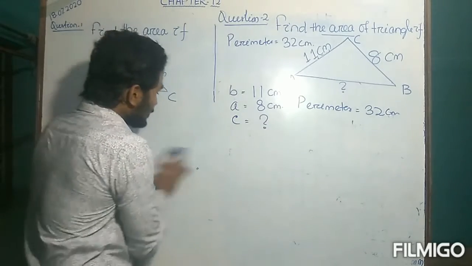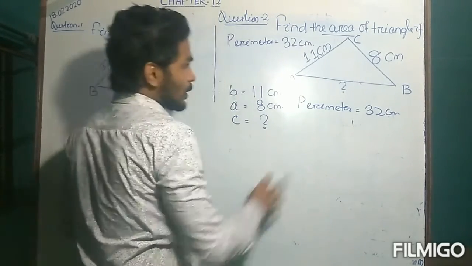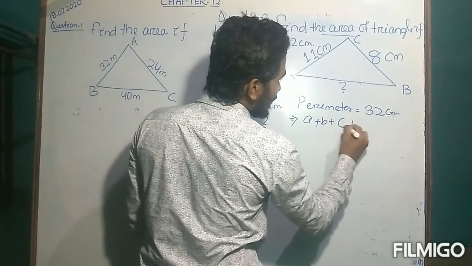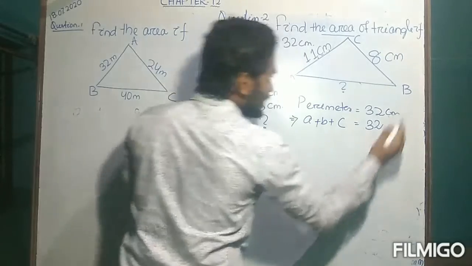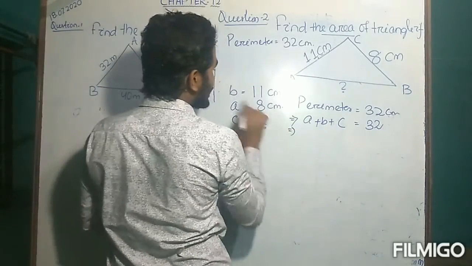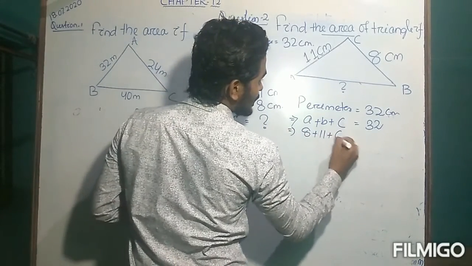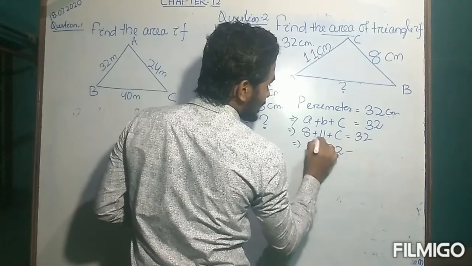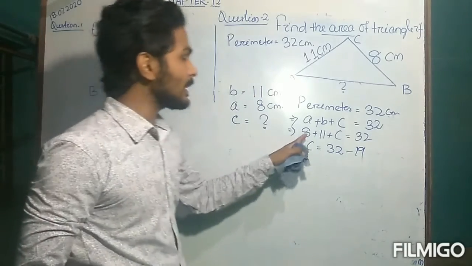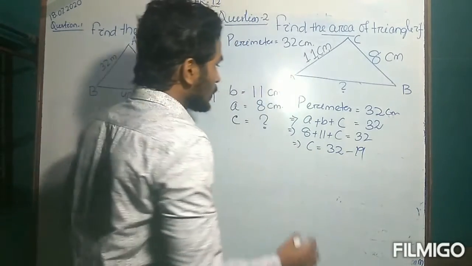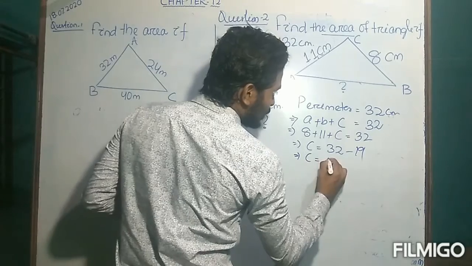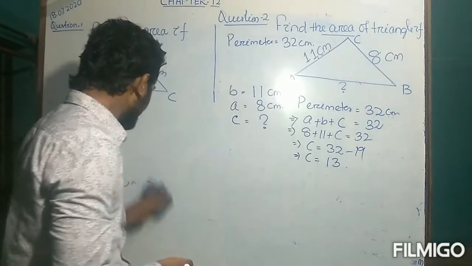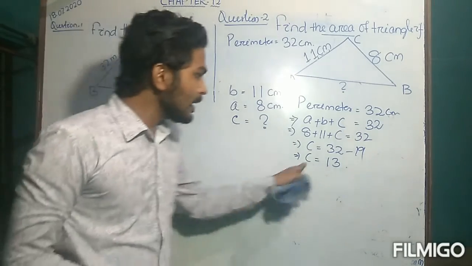How? What is given? Perimeter is given. As we know, what is the formula of perimeter? A plus B plus C is equal to 32. Now, A is given, B is given, C is not given. So we can find the value of C. Minus 11 plus 8 is 19. When 11 plus 8, 19 goes to the right hand side, it will be minus 19. So C is equal to 13. Okay, clear now? Now we find the value of C.